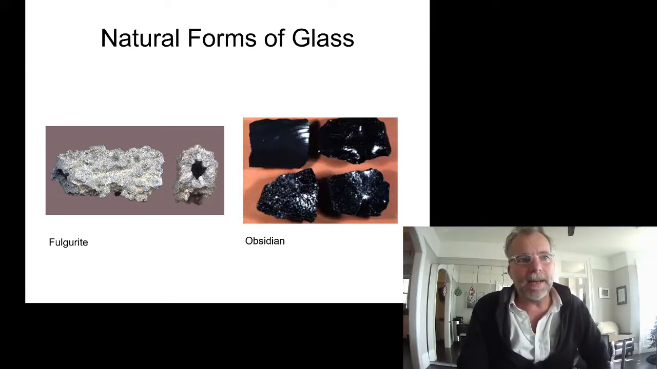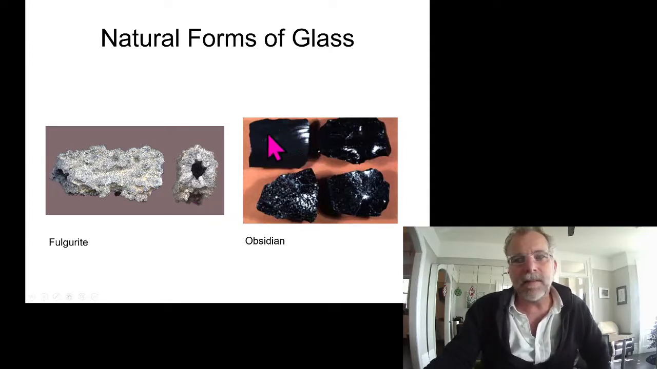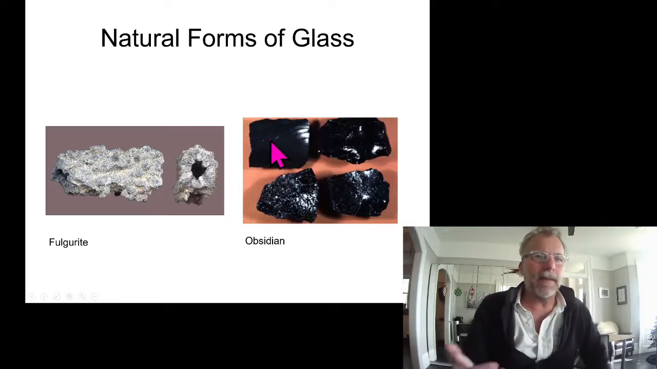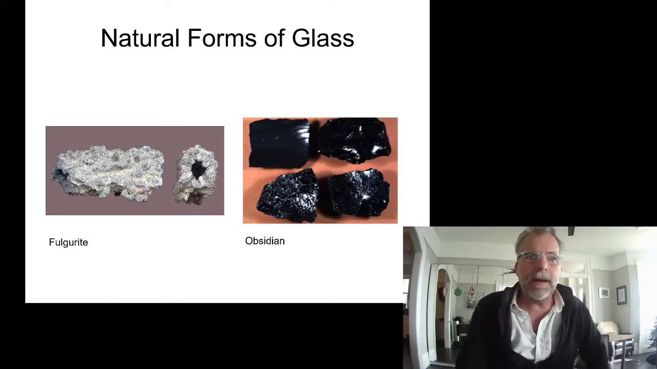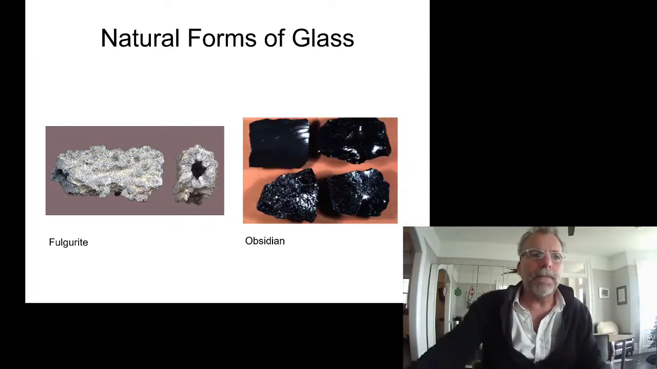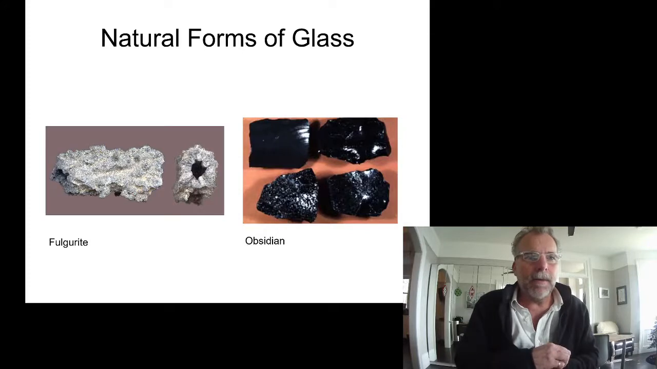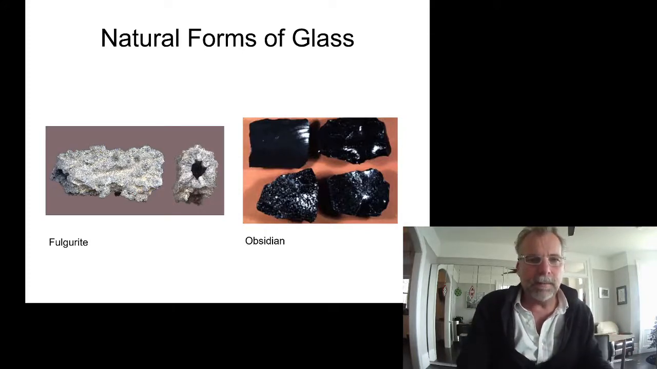Obsidian is volcanic glass, and if you look, you can see these curved surfaces. It's the lack of crystal structure that makes the obsidian break in compound curve forms, and also allows it to break extremely sharp. So obsidian is used to make knives and arrowheads and things historically. Obsidian is not clear because of the presence of iron oxide.